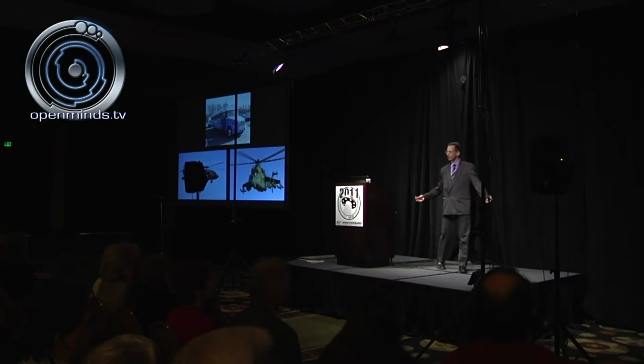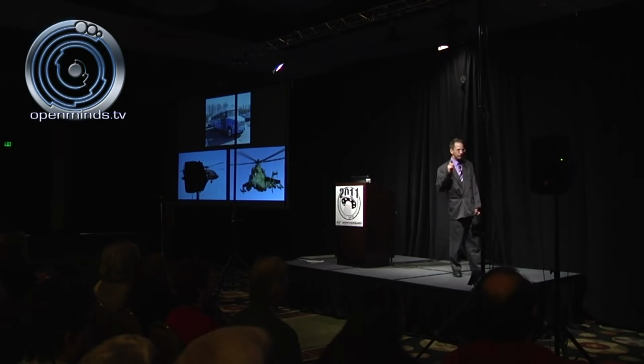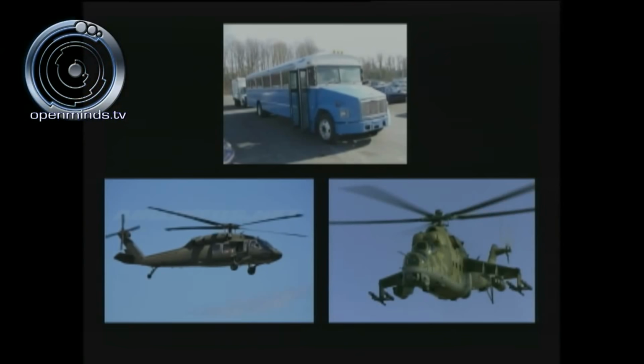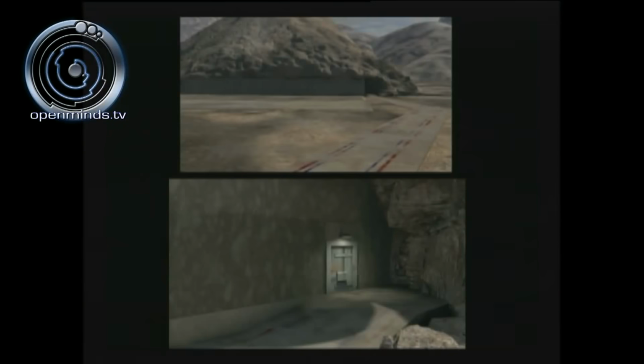Now, when you land at Groom Lake, how do you get to S4? It's 12 miles away. There's three ways. You can take a blue-colored Air Force bus. That's number one. Number two, you take a U.S. Army Black Hawk helicopter. The third and final option is a Russian Mi-24 Hind-D helicopter gunship. So those are the three options that you take to get to S4.